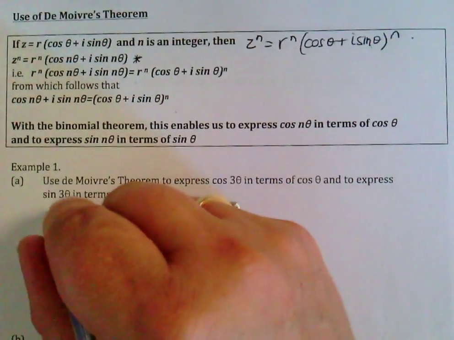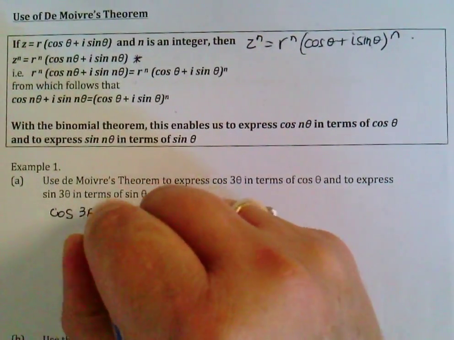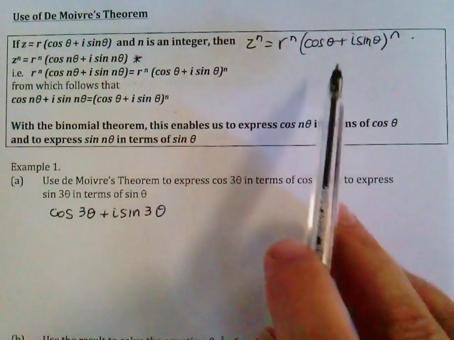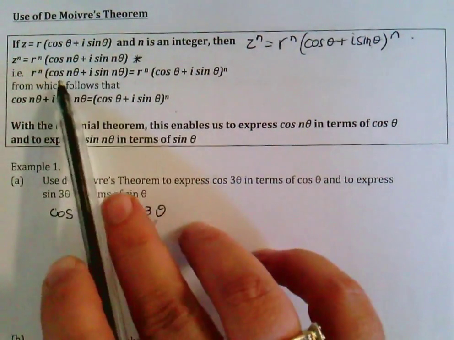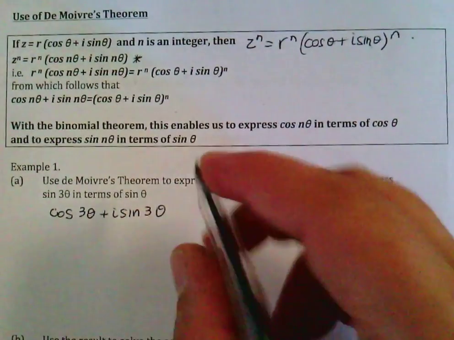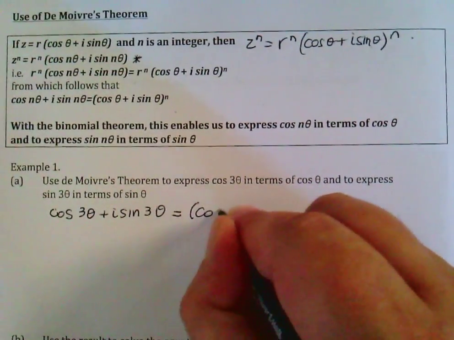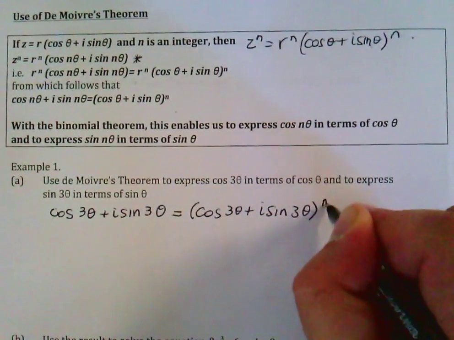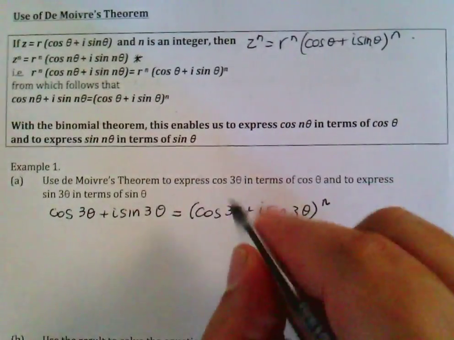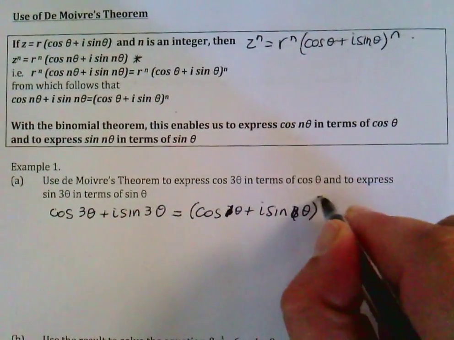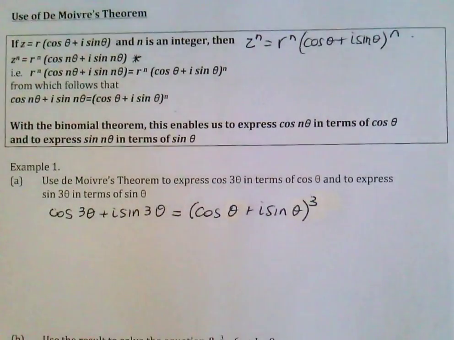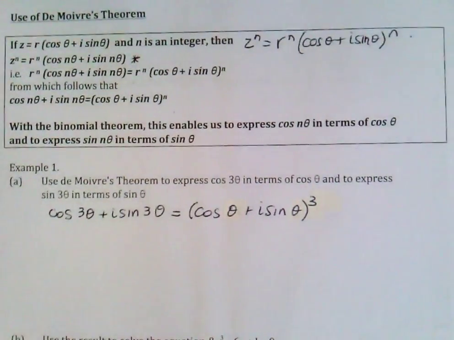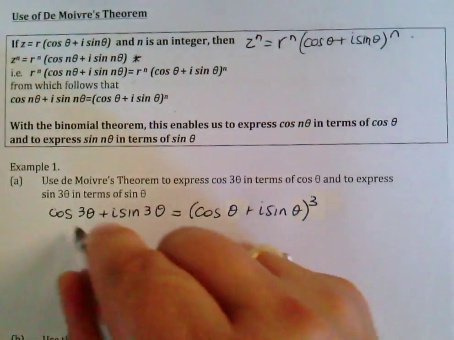But in this case, I could just say that cos 3 theta plus i sine 3 theta, I'm just using this. Isn't that the same as cos theta plus i sine theta to the power of 3? Sorry, I misspoke at first. So that's just using this result here. Basically, we've got that r is 1 in this case. Okay? So I'm just going to keep that over there.